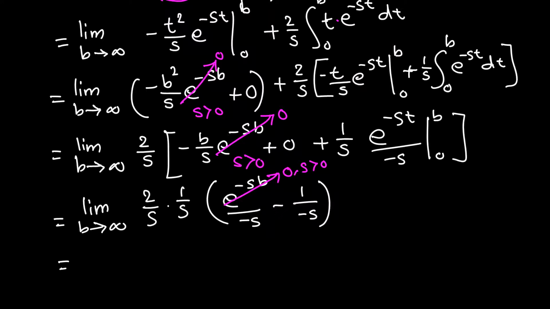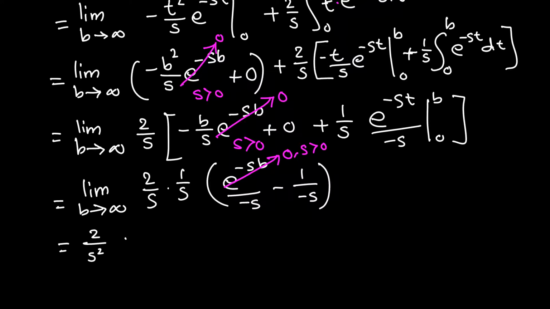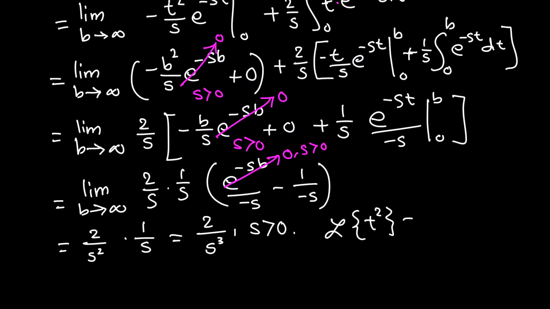So 2 over s squared times, with the minus and negative, plus 1 over s, so that is 2 over s cubed, and the condition is s positive. So what we just found here is the Laplace of t squared is 2 over s cubed, when s is positive, and you can look at the table and confirm your answer.